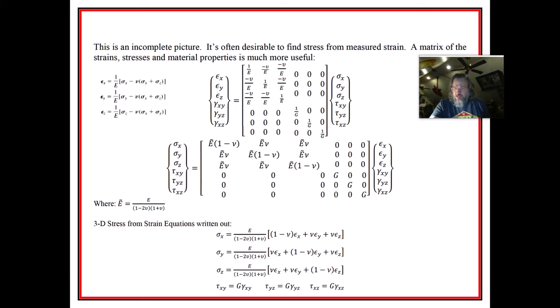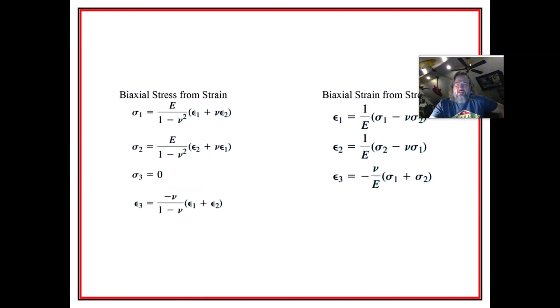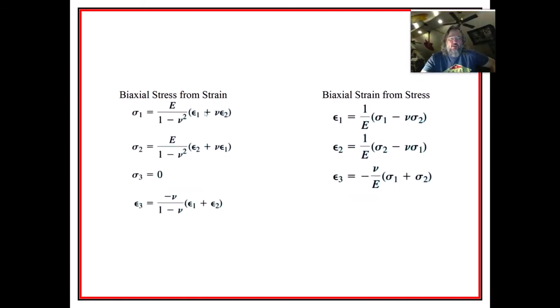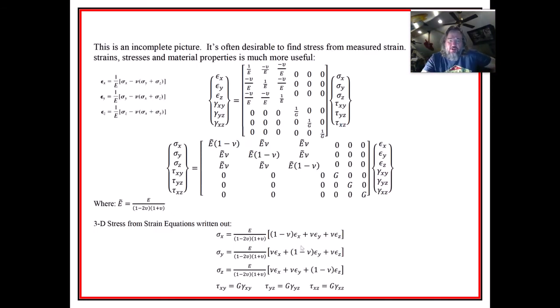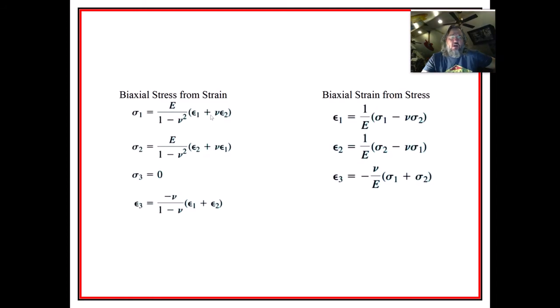The only thing I would add to these is the case that we have probably most often, which is biaxial strain. And so biaxial strain from stress looks like this. It's pretty intuitive. I've actually had a little bit of problems looking through the results I got from up above, trying to reconcile the algebra, how this works out. But right here are the equations that I think you should use for doing problems.